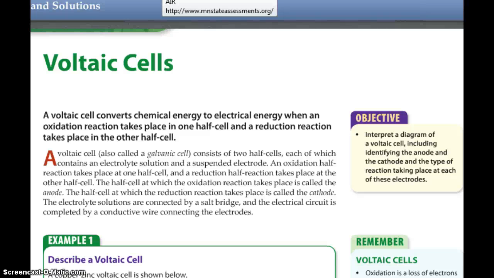This is part 2 of the 6.03 review, voltaic cells. A voltaic cell converts chemical energy to electrical energy when an oxidation reaction takes place in one half cell and a reduction reaction takes place in the other half cell.